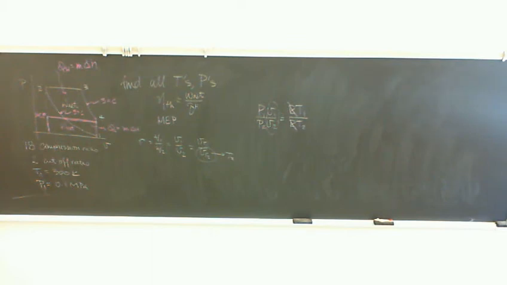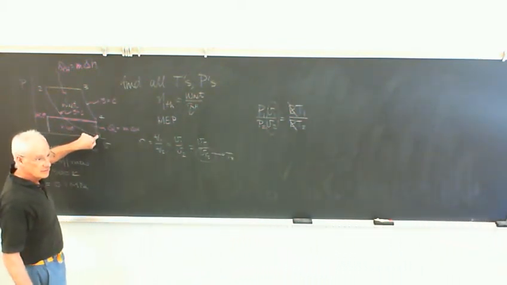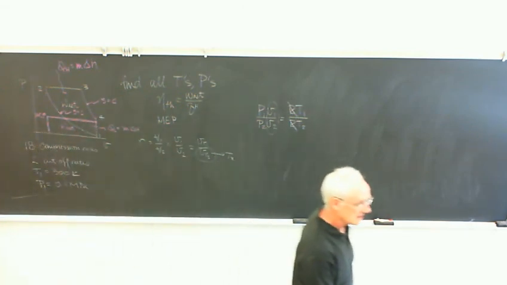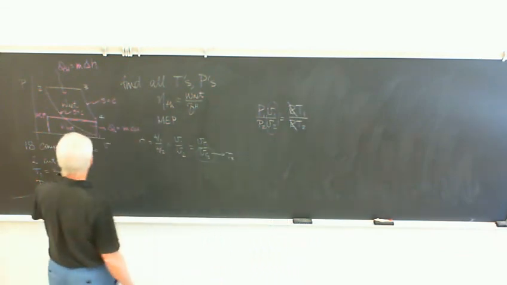Wait, we don't have P4. Well, that's not going to work. P4 is just constant volume, so it's easy to use the ideal gas law there from 1. But we don't have T4 either. You're not going to have to find T4, but we don't know T4 either.